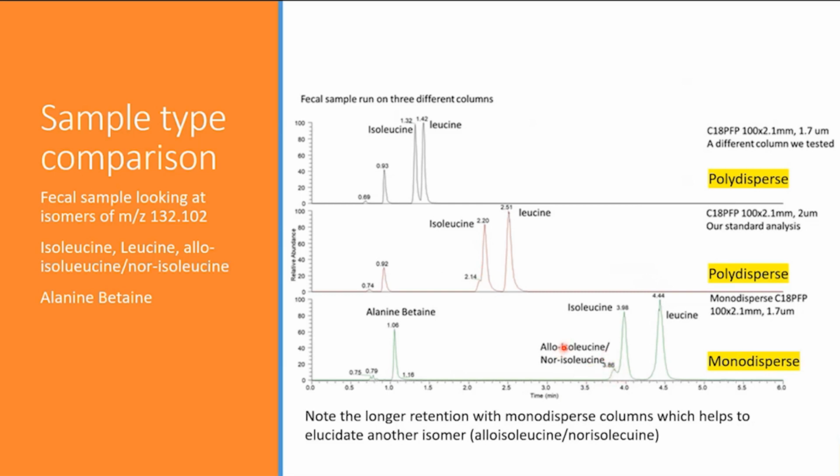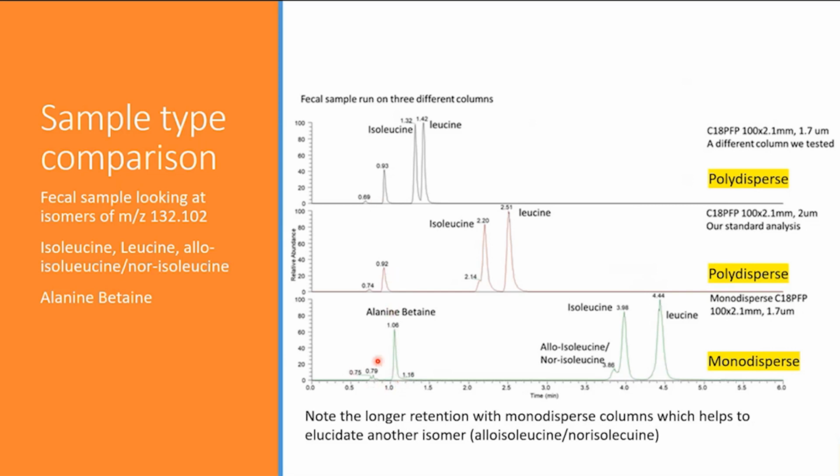And we know that this is either allo-isoleucine or nor-isoleucine based on running standards, but we cannot separate allo or nor from each other. So we have this introduction of this new isomer because of just using a monodispersed particle and a 1.7 micron distribution. Also note that alanine betaine is identified here, and this was identified by MS/MS. So we note that we can identify that very cleanly.